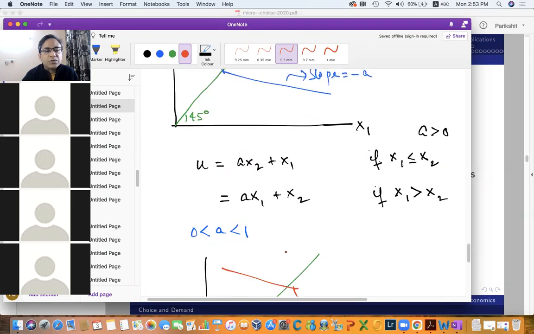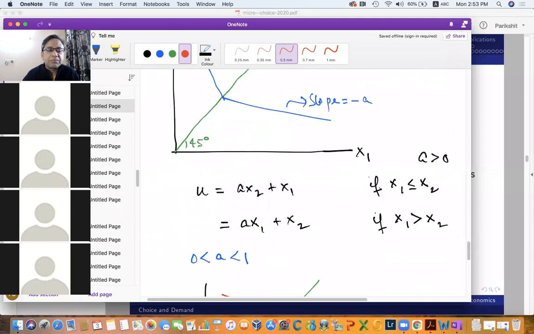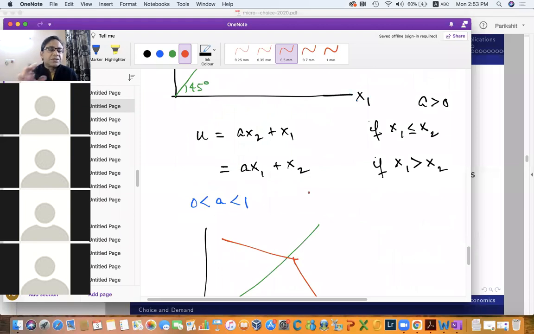So I'll let you work out everything, write down the demand conditions. The demand functions will themselves have to be written in multiple lines like this with conditions attached, that if this is less than that, then these are the demand functions. If that is more than this, then these are the demand functions, etc., etc.